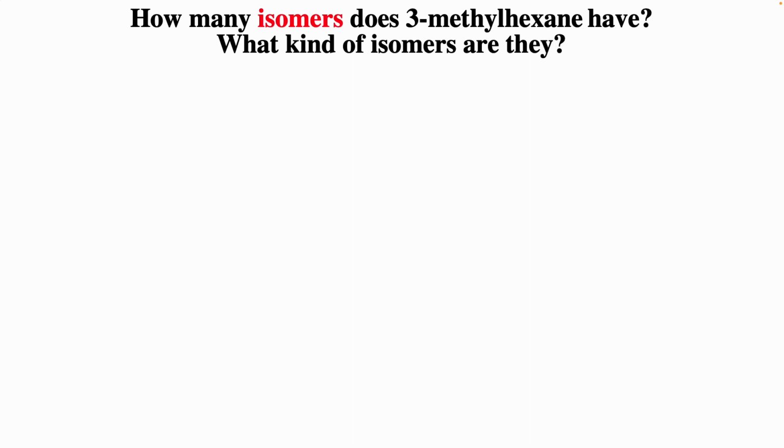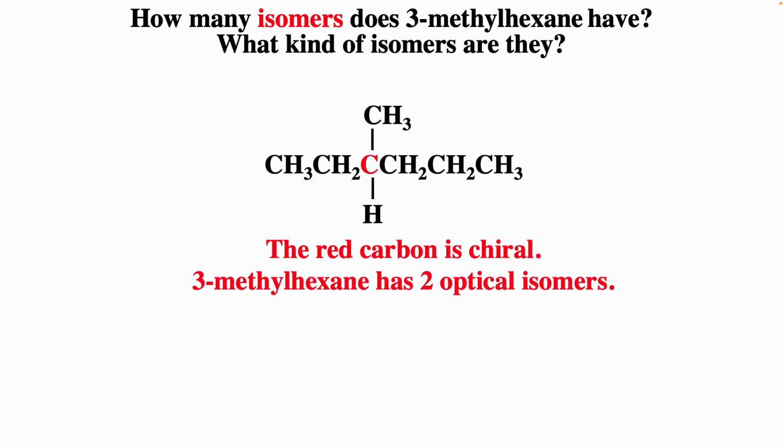We can ask how many isomers does 3-methylhexane have? Methylhexane means 1, 2, 3, 4, 5, 6, with a methyl group there. Notice this carbon is bound to a methyl, an ethyl, a propyl group, and a hydrogen. So it's attached to 4 different groups, and it will have 2 optical isomers. Remember, for each chiral carbon, each carbon bound to 4 different groups, it will have 2 optical isomers.